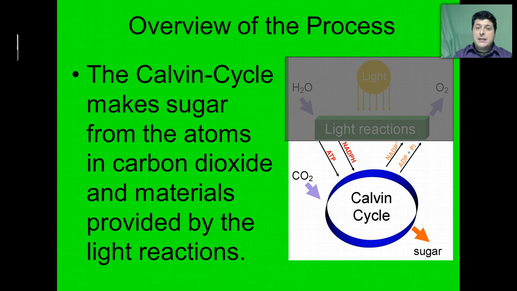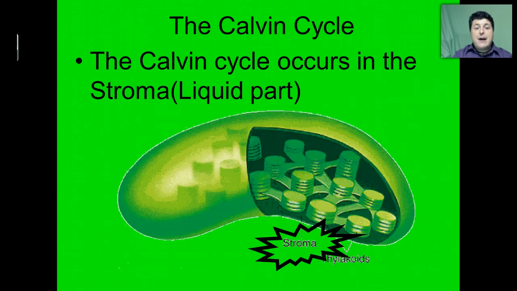The Calvin cycle is named for one of its discoverers, Melvin Calvin. The job of the Calvin cycle is basically as a sugar factory. It's going to make sugar using the carbon dioxide atoms, the hydrogen that's coming from the light reaction, and the energy that was stored during the light reactions. Now, the Calvin cycle is happening in the liquid part of the chloroplast, the stroma.